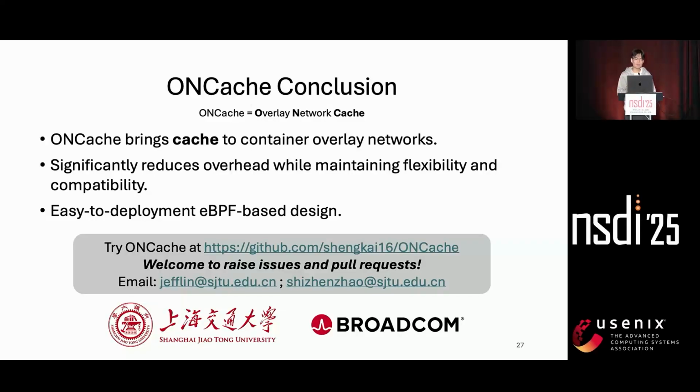There are already companies that have tried ONCache and found improvements in their production environments. And I hope more researchers and developers would try it out and contribute to ONCache in the future.